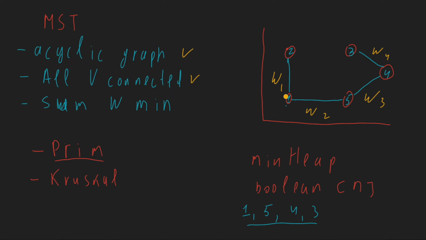Yes, the sum of the weights is minimum because we implement here Prim's algorithm, and we also use the minimum heap, right? So at each point, we are selecting the vertex that has the minimum value. So the sum of the weights is going to be minimum.